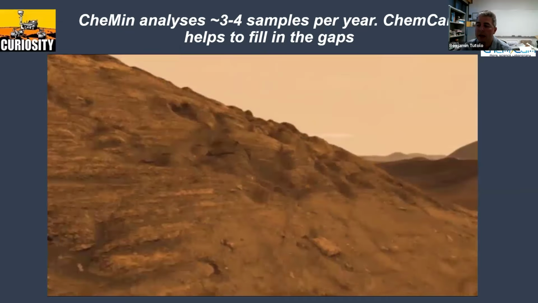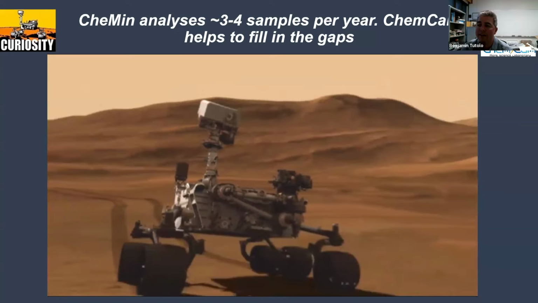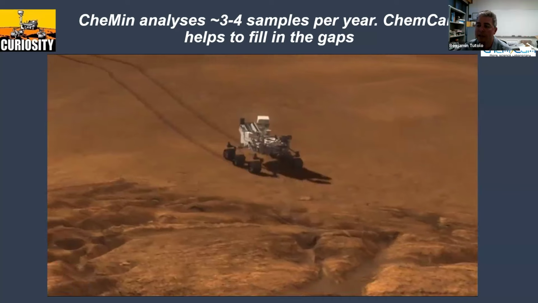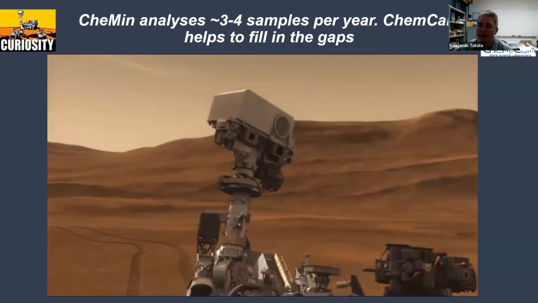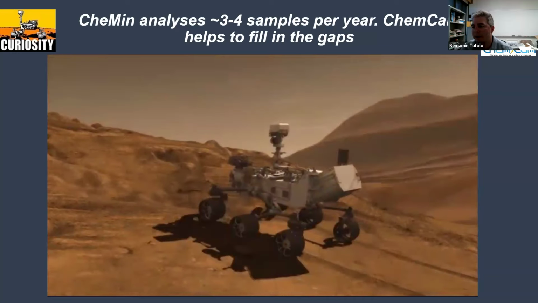So this is a video reconstruction or animation of the ChemCam instrument analyzing sediments on the surface of Mars using its laser. What happens with the laser is it vaporizes the materials, turns them into a plasma, takes a picture of the plasma, and based on that tells us what its chemistry is.